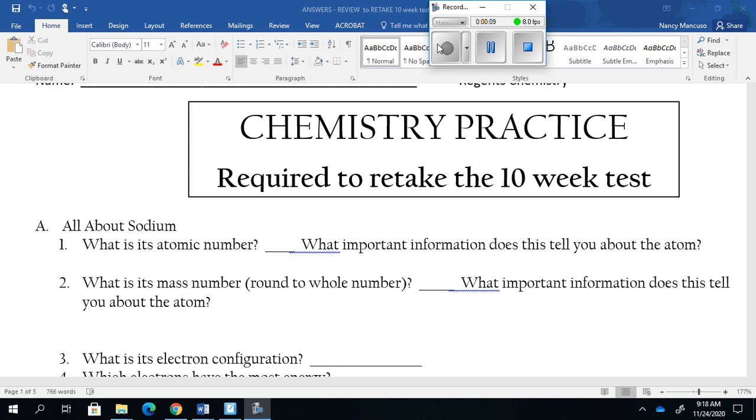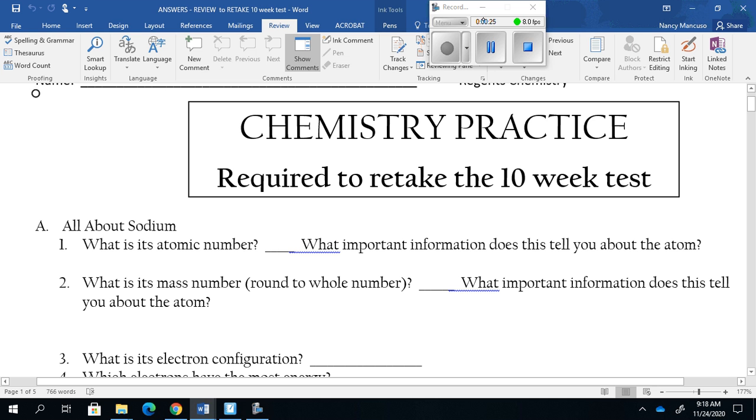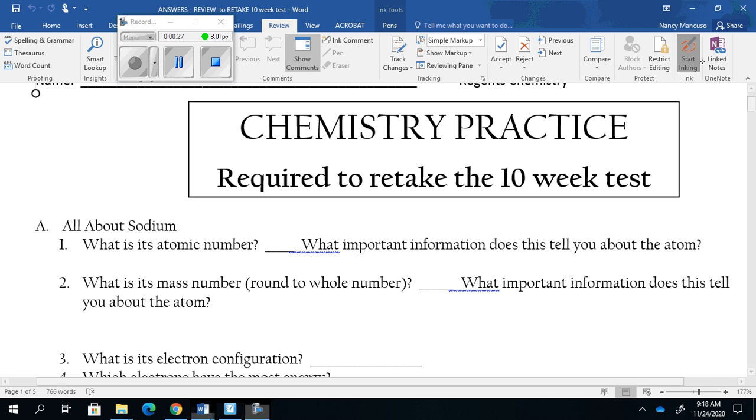This is the packet that you have to do, the practice that's required, and I want to go through it with you. If there's certain things that you really have questions about, you can fast forward to that section. Otherwise, I'm going to start right at the beginning. So, first of all, let me just get inking here.